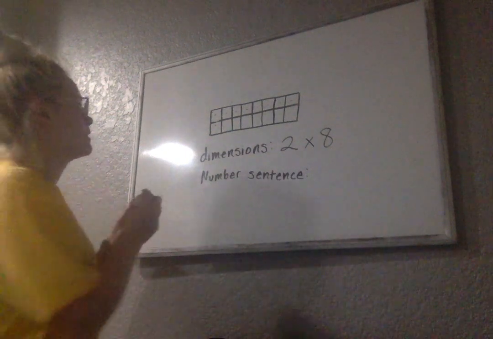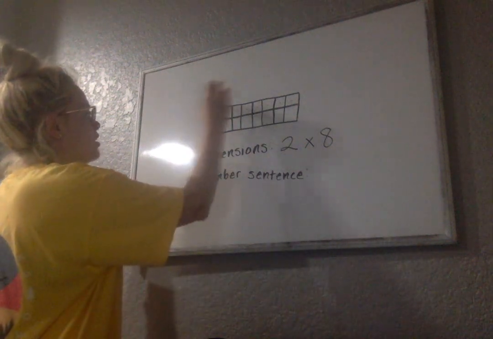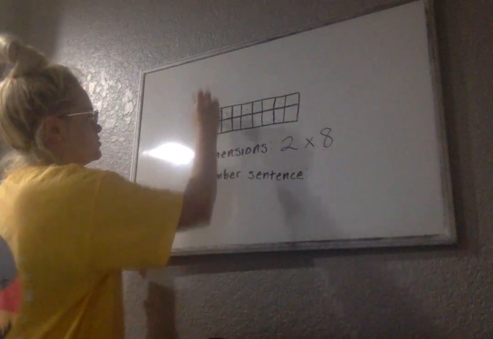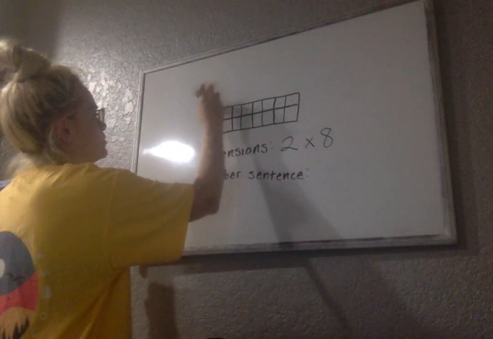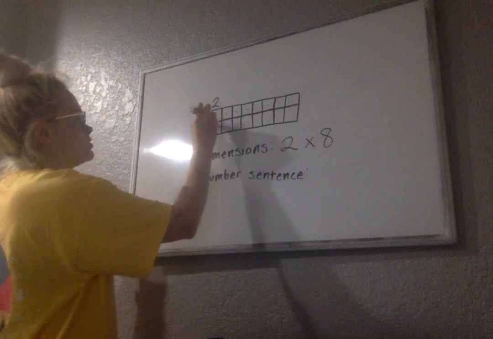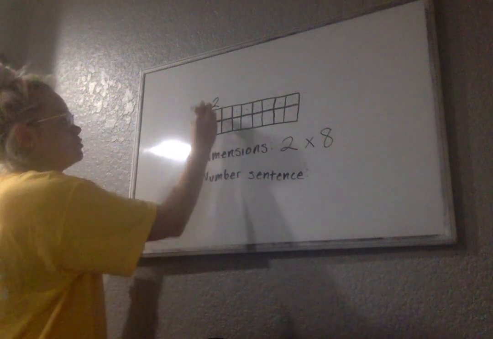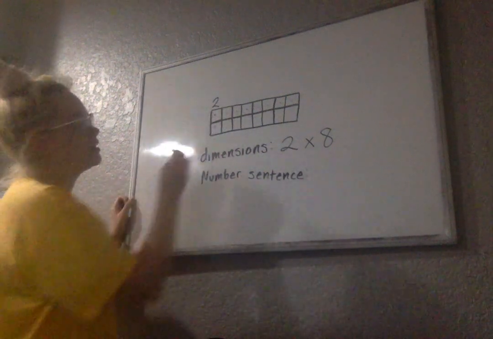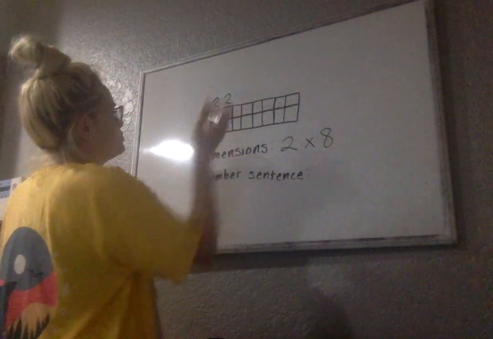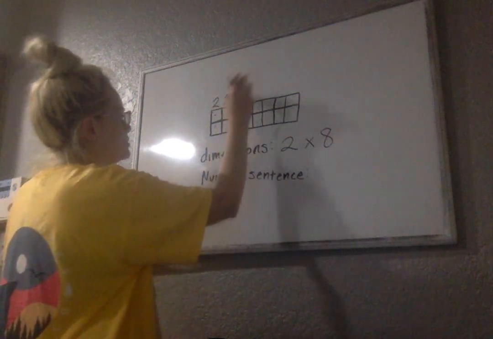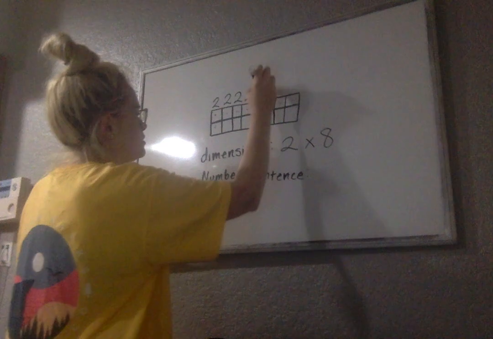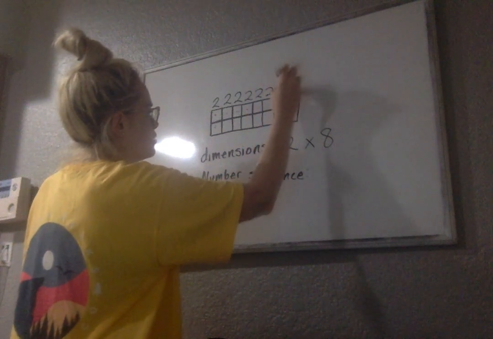Okay. All right. So we have all these columns going down, and we have 2 in each column. So right here I'm going to put 2, and that's going to represent these 2 blocks right here. Then I'm going to go above the next one and do 2, and then 2, 2, all the way across.